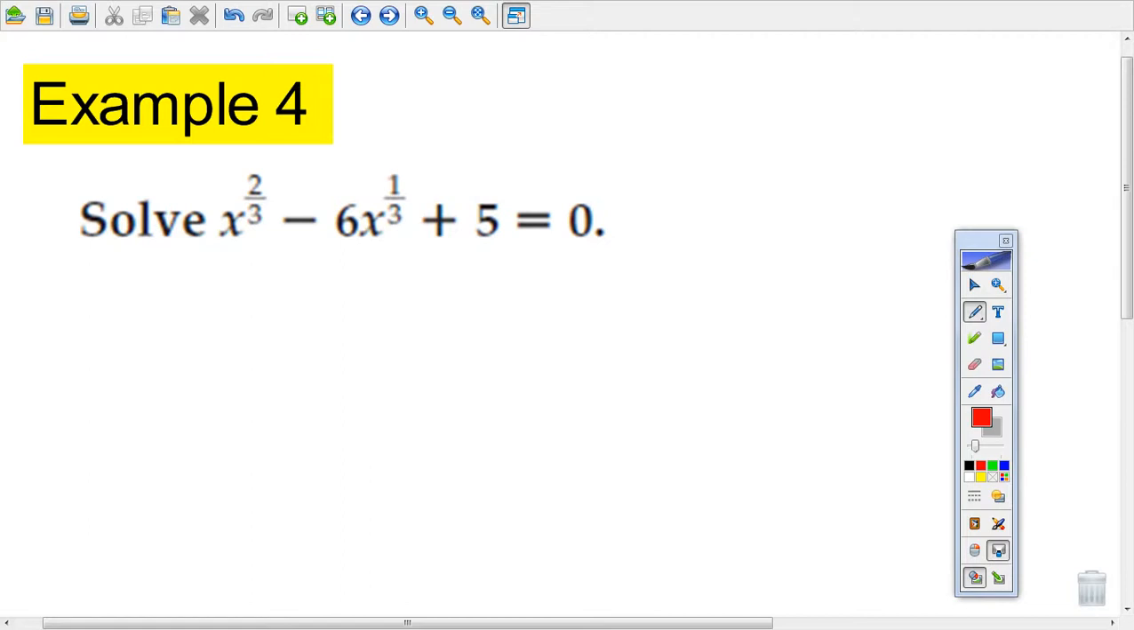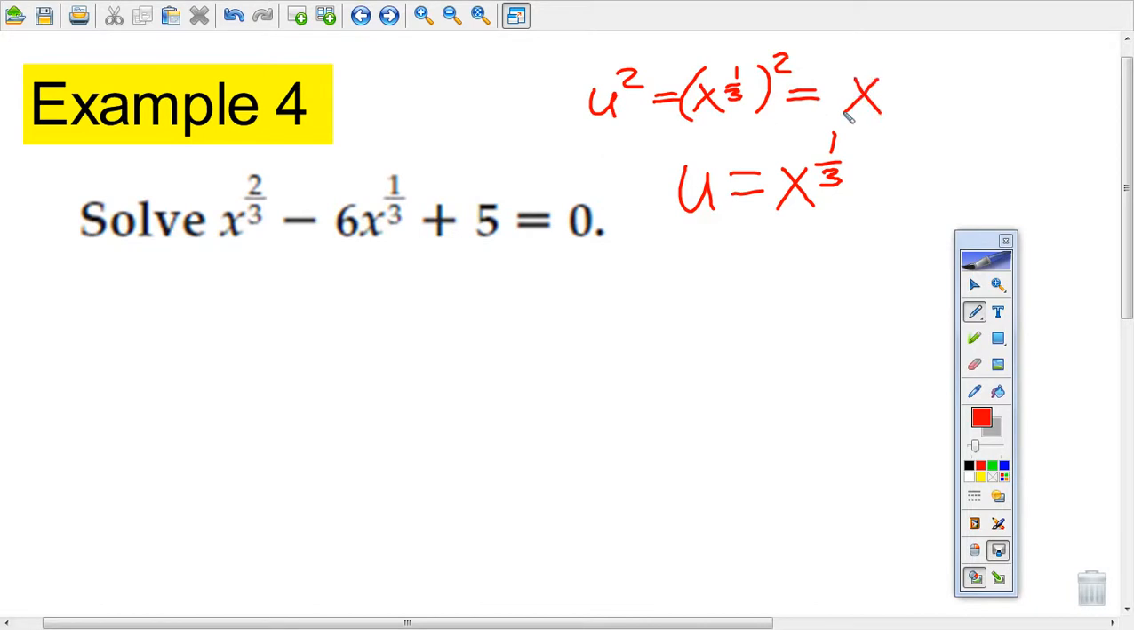Yes, of course. This is a U substitution problem. What should U equal? You mean x to the 1/3? So then you have to check to make sure, does U squared equal x to the 2/3? So if I have U squared, that would equal x to the 1/3 squared. Well, what do you do with those exponents when you have a power raised to a power? You multiply them together, and then 1/3 times 2 equals 2/3, so it checks, right?